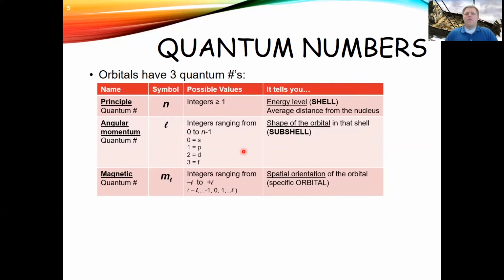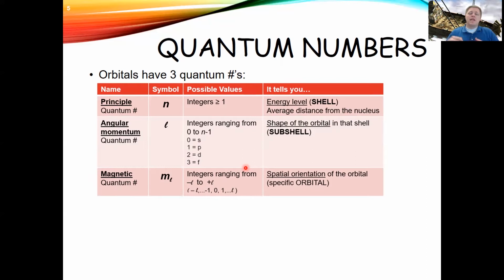And the L values are coded in a special way. And we'll get more into this in a minute, but L equals 0, we call an s orbital. L equals 1, we call a p orbital. L equals 2, we call a d orbital. L equals 3, we call an f orbital. So those L's are associated with those pictures we were just talking about. And then the magnetic quantum number, M sub L, is a further subset of L. So L is a subset of N, and M sub L is a subset of L. So M sub L values for a given L value can range from values of negative L to positive L.